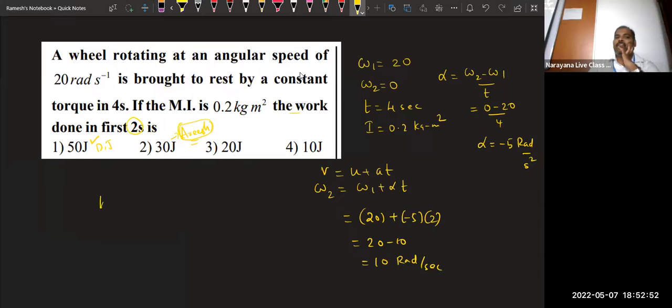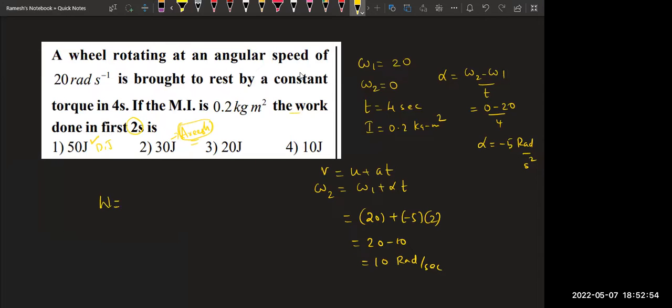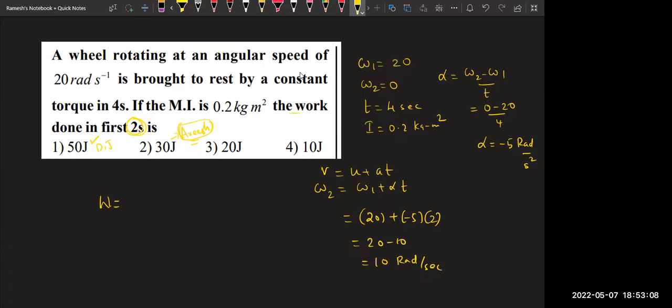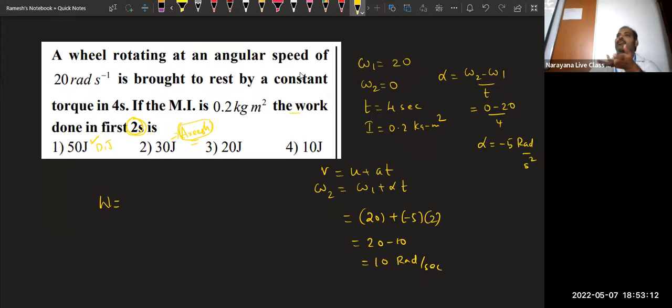So what is the work done in the first 2 seconds? Rest means omega 2 is 0 only, no, sir? Harish is asking, work done in the first 2 seconds is asked, not after stopping. Yes, sir. Work done is exactly equal to the increase in rotational kinetic energy. Option B, that is the answer.